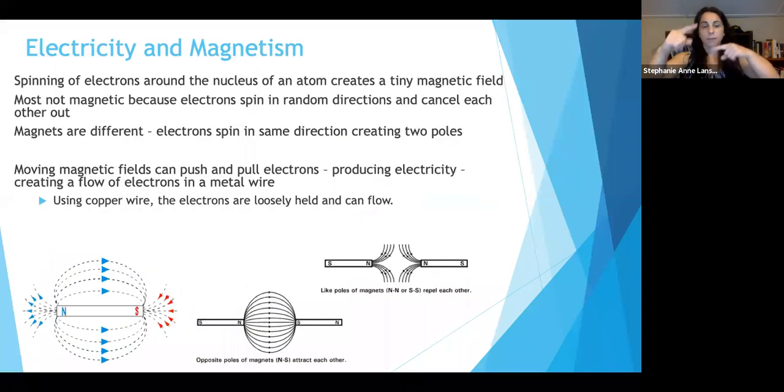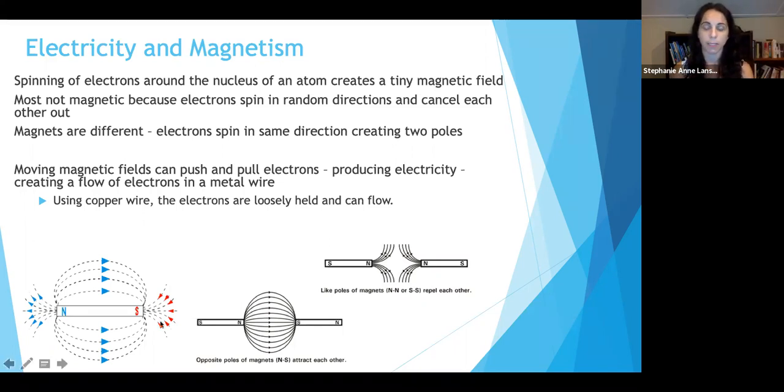When we have spinning of electrons around the nucleus of an atom, it creates a tiny magnetic field. But most materials are not magnetic because the electrons spin in random directions and kind of cancel each other out. Magnets are different because electrons spin in the same direction, creating two poles. And so moving magnetic fields can push and pull electrons, which actually produces electricity. And then we create this flow of electrons in a metal wire, and we'll talk about copper wire and why we use that.